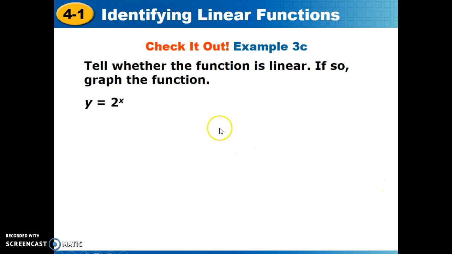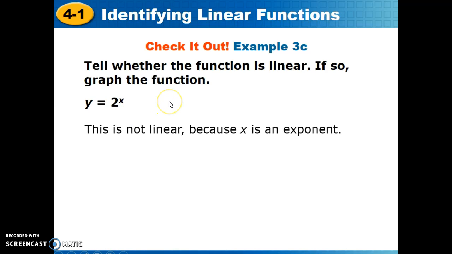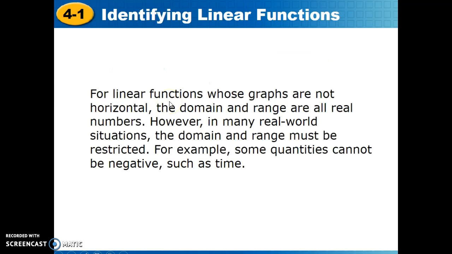Let's look at this one. Is this linear? Well, from our notes that we took, we understand that x and y cannot be in the position of the exponent. Therefore, it is not linear.